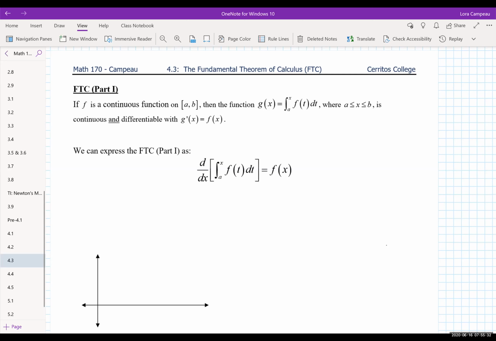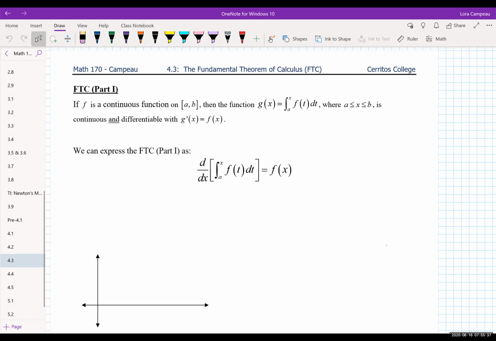We're going to look first. They define the criteria of when we can utilize part one of the fundamental theorem of calculus. Ideally, f is continuous on a closed interval [a, b], and they are defining another function, g of x, as the integral from a to x of the function of t with respect to t. So I want to point this out a little bit.